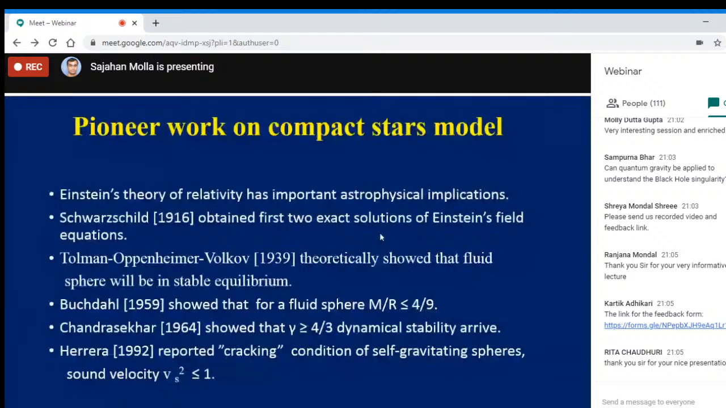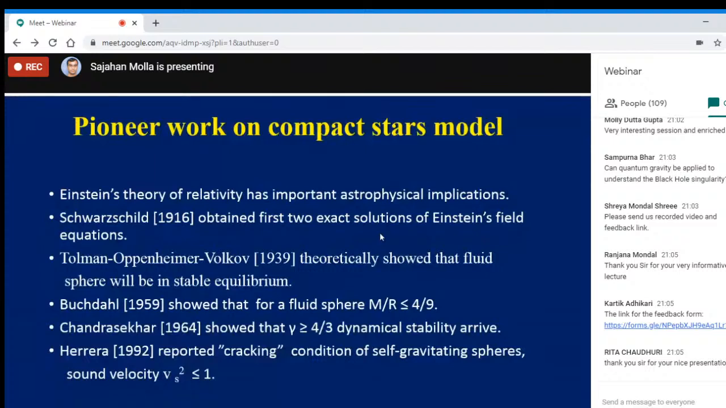In 1916, Einstein first gave his field equation, and then in 1939 Tolman, Oppenheimer, and Volkoff showed that a fluid will be in stable equilibrium under the force of gravitational and hydrostatic force. And if we consider an anisotropic model, the sphere will be held in equilibrium under gravitational force, hydrostatic force, and anisotropic force.